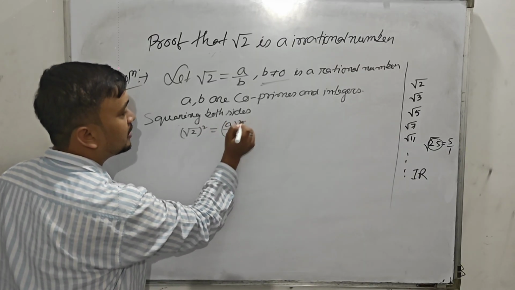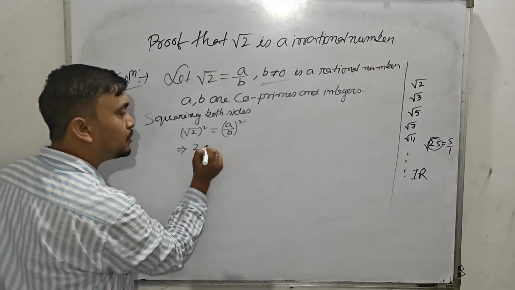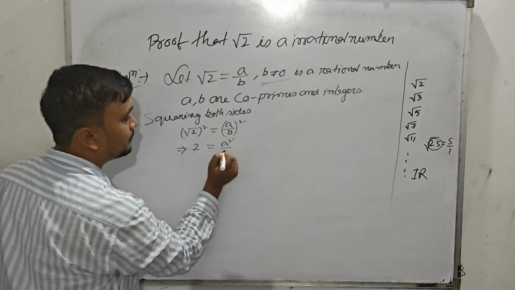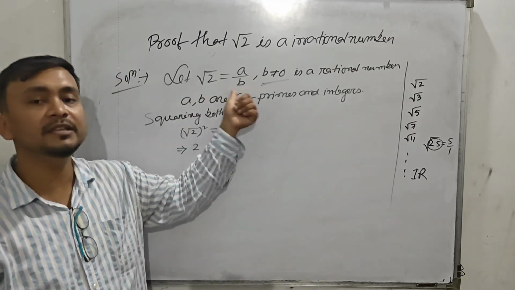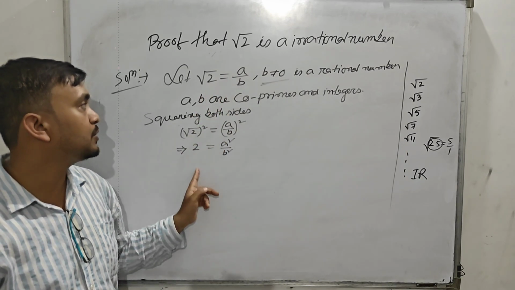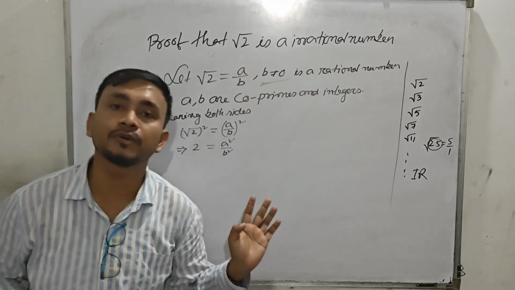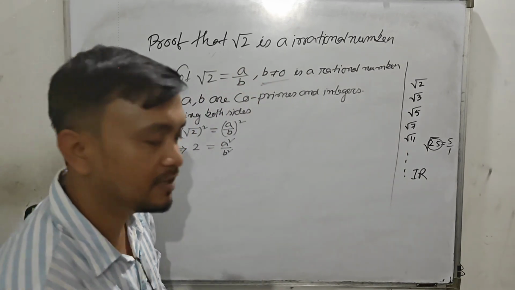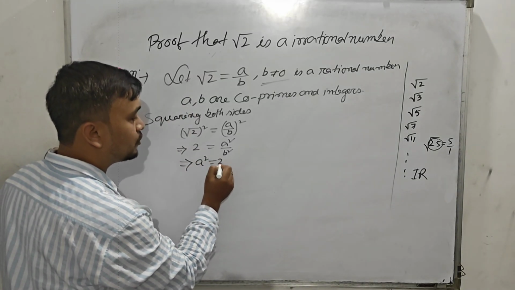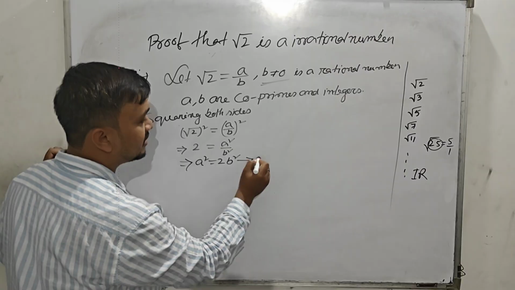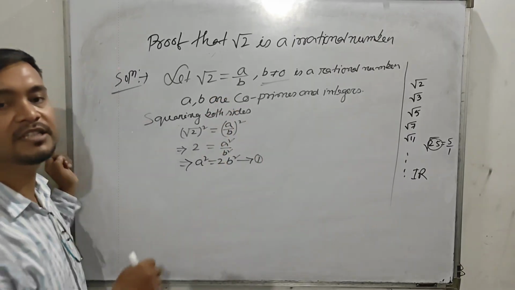this will be root 2 square, this will be a by b whole square. What will happen? This will be 2, this is a square by b square. Look at this, I have squared both sides of this equation. Square of root 2 is 2, square of a by b is a square by b square. As simple as that. Now do cross multiplication, a square will be 2b square. So I got this relation after these steps.